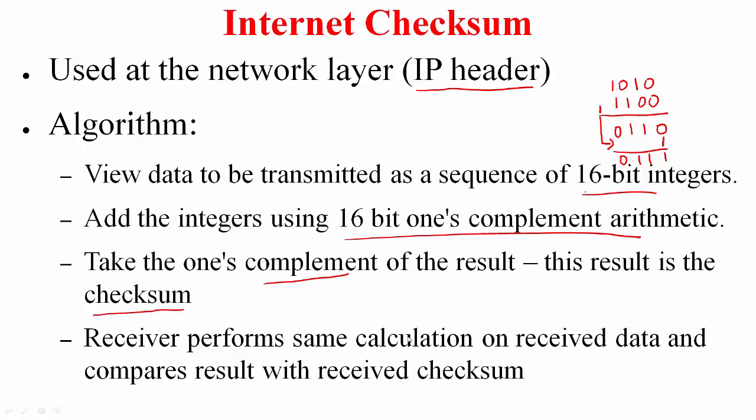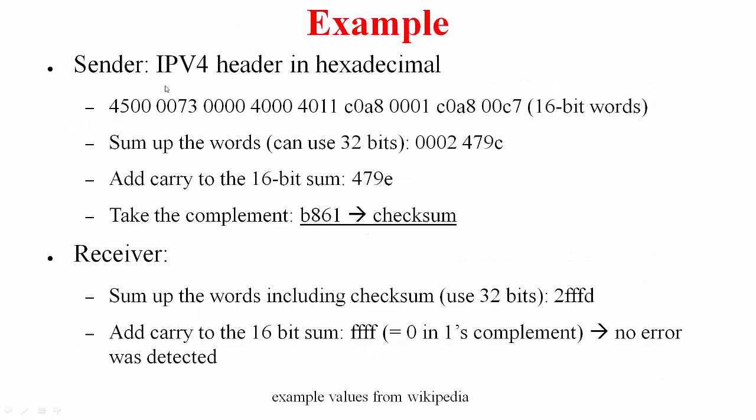So at the receiver, you perform a similar calculation on the received data and compare the result with the checksum. If they don't match, definitely there is error, but if they match, very likely there was no error. Why likely? Because you can never be sure unless you know the error pattern. So here is the promised example.